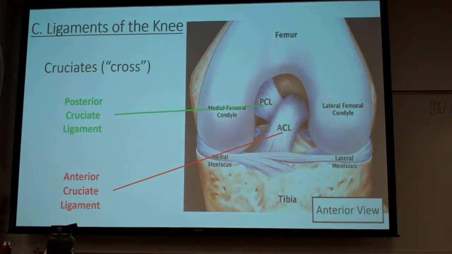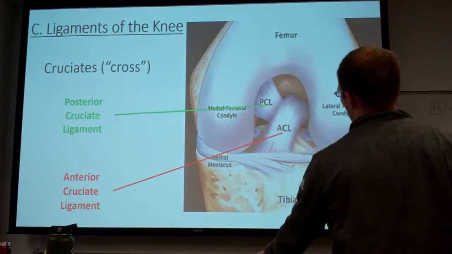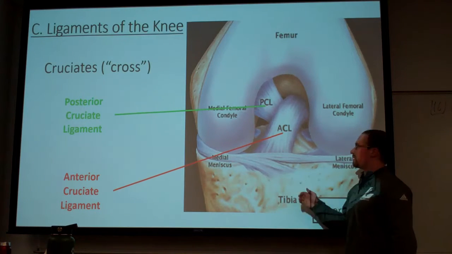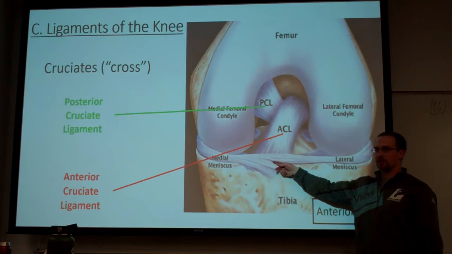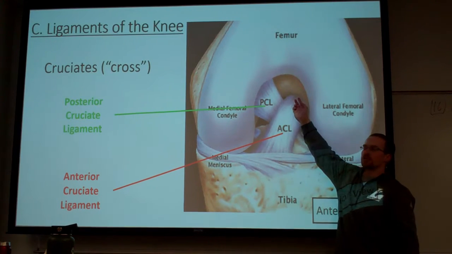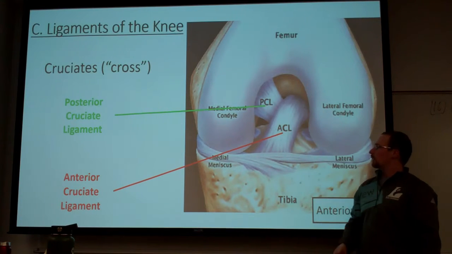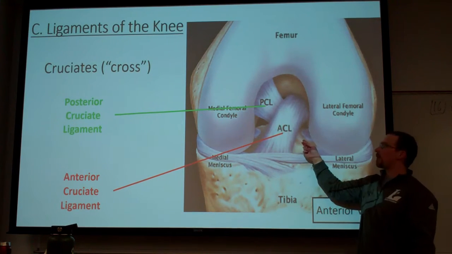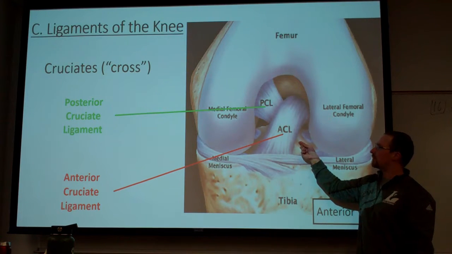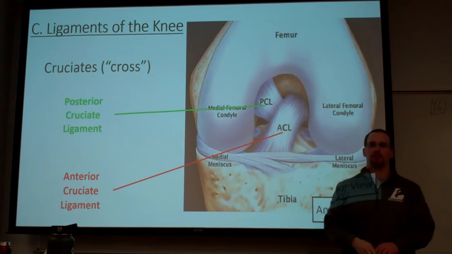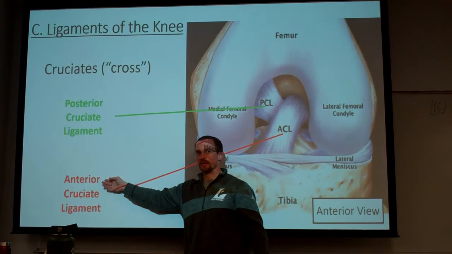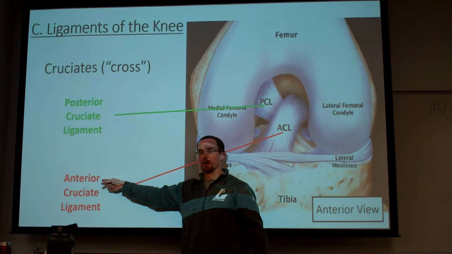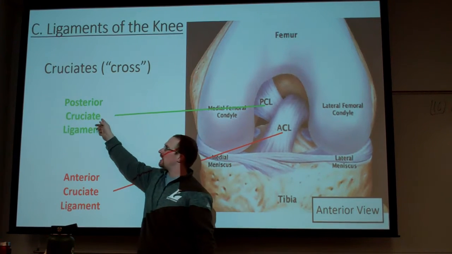Now to know which is which, it's all based off of where the ligament attaches on the tibia. The ACL attaches on the anterior portion of the tibia, and then also attaches on the back side of the femur. Likewise, the PCL attaches on the posterior side of the tibia, then goes forward from there. But the name tells you where it attaches on the tibia: ACL on the anterior part of the tibia, PCL on the posterior part.